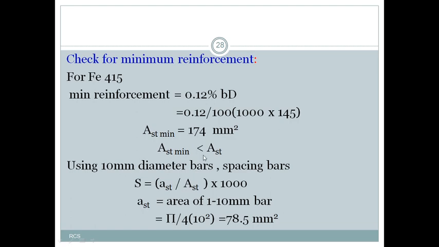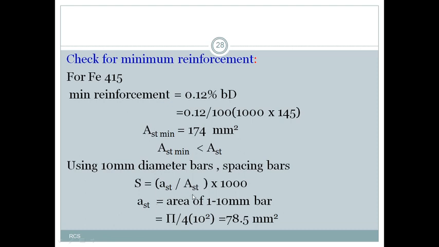So your AST minimum is less than AST. So we can say that it fulfills the design requirement of minimum reinforcement. We have assumed that initially we have to use 10 mm diameter bars, and for that we have to calculate the spacing of bars. We know how to calculate spacing of bars: S equal to small AST by capital AST.